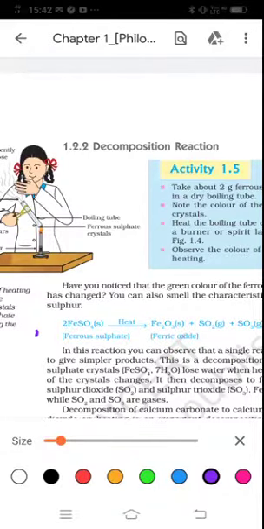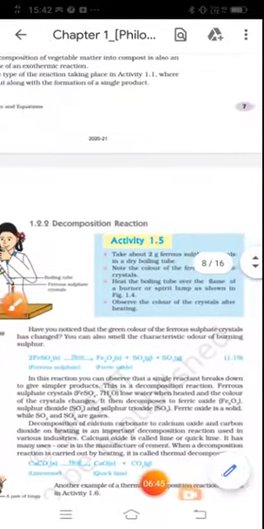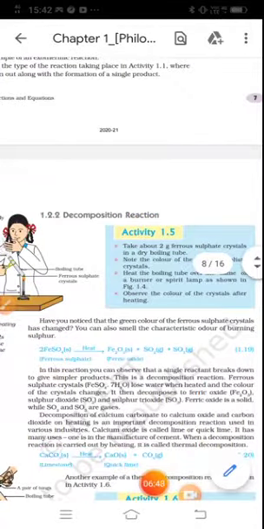This is ferrous sulfate, found in solid form, and it forms Fe2O3 as a solid, SO2 in gaseous form, and SO3 in gaseous form. This is called ferric oxide, and this is called ferrous oxide or ferrous sulfate. In this reaction, you will observe that a single reactant forms more than one type of product. A single reactant breaks down to give simpler products. This is a decomposition reaction.